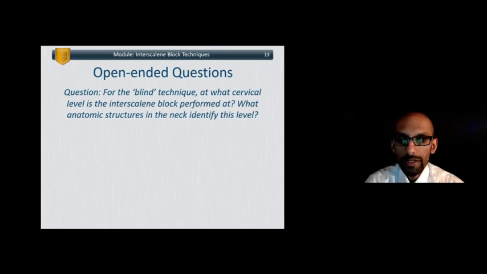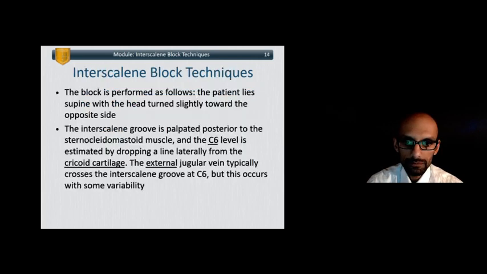So if you're performing an interscalene technique blind, what cervical level is the interscalene block performed at, and what anatomic structures in the neck identify this level? Okay, so most of you are probably used to using ultrasound guidance for your interscalene block, and it may not occur to you that you could do this technique blind. That's how the technique was developed, and it was done at the level of C6. And you would identify that by identifying the cricoid cartilage and working your way laterally from that. Your fingers would often fall into what's called the interscalene groove at that level.